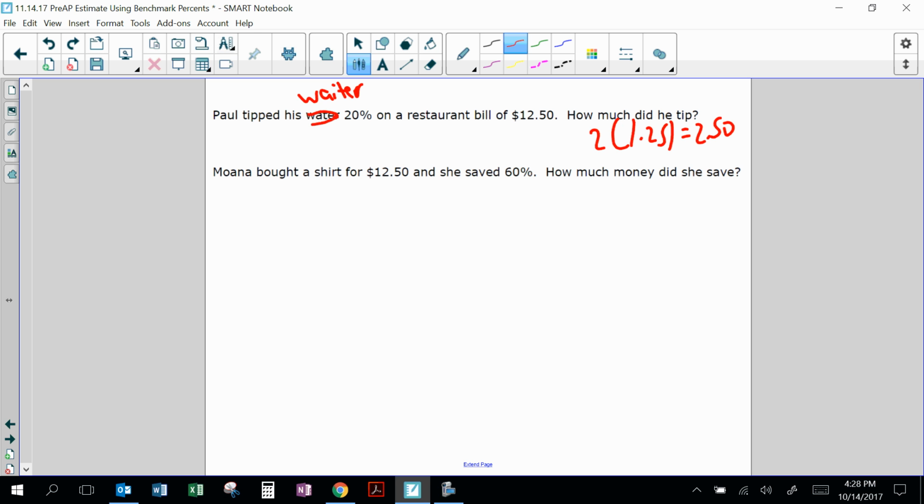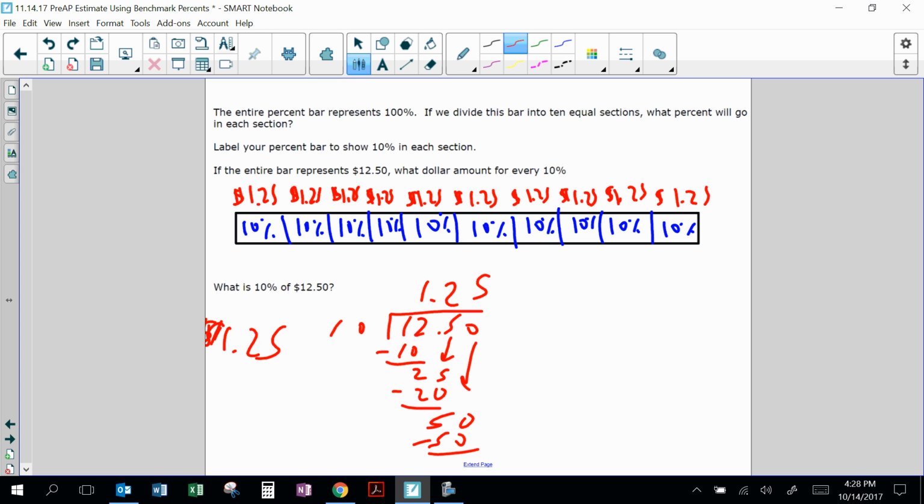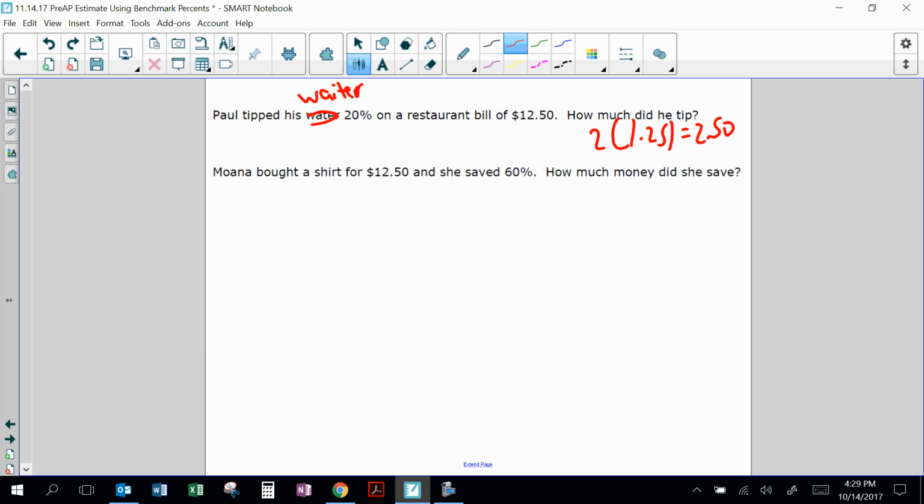That's how your parents, adults, can find 10% and 20% mentally in their head. Because if you can find 10% of a number by breaking it into 10 equal sections, you can double it, triple it, until you can figure out the percent you need.